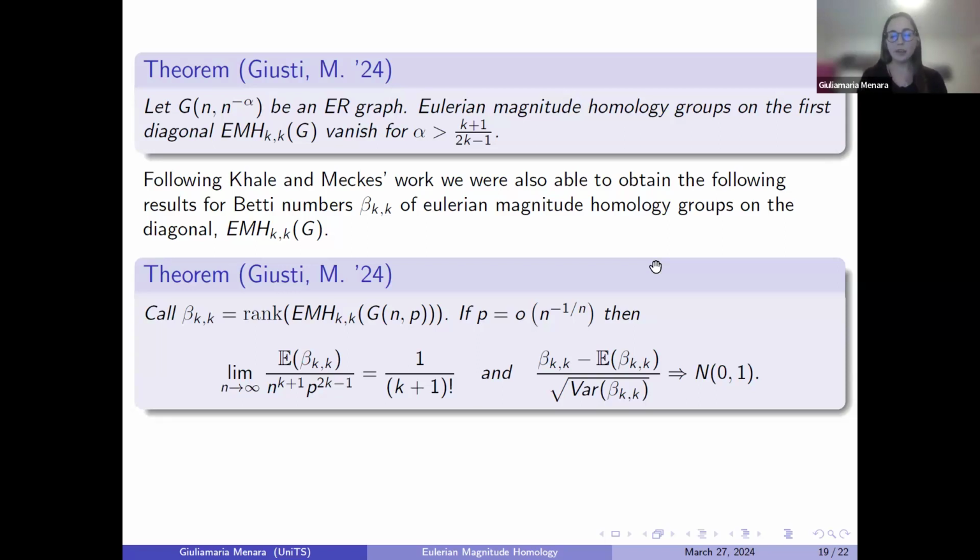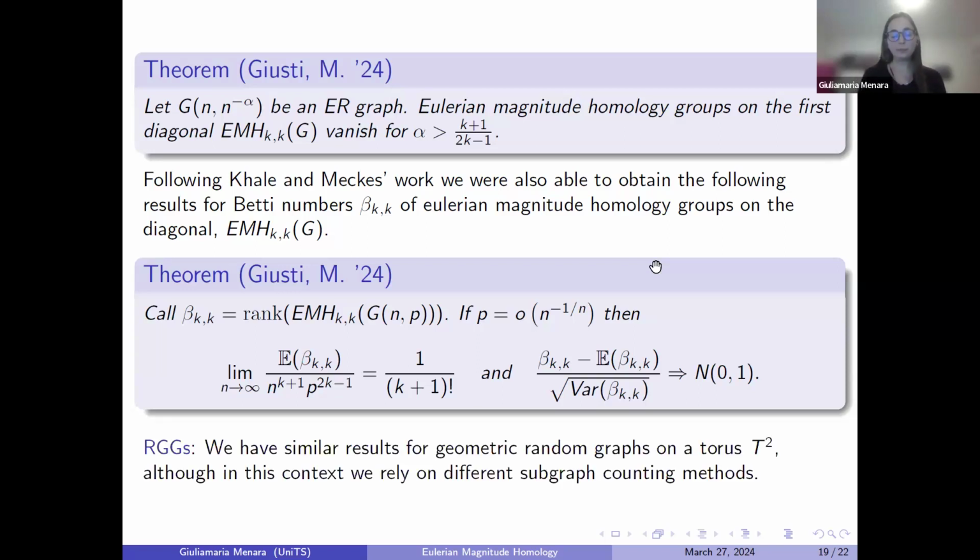And okay, the last part of our work is to reproduce this analysis in the context of geometric random graphs on torus. I'm not really getting into that right now, but broadly, we were able to get similar results, but we had to use quite different counting techniques.